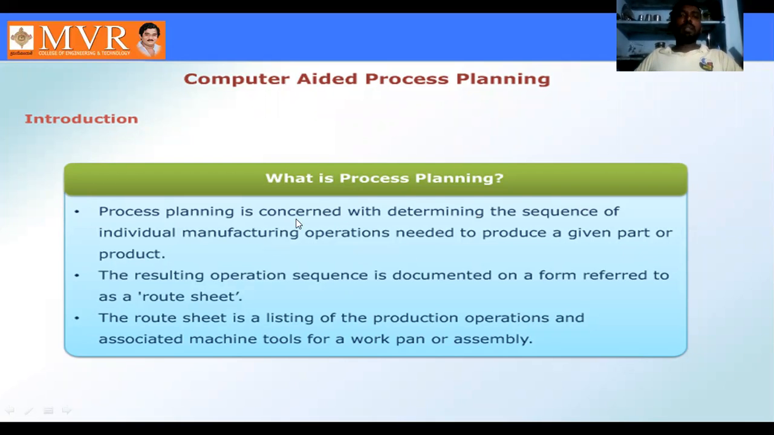Process planning is concerned with determining the sequence of individual manufacturing operations. So it is planning. In computer aided process planning, the computer is involved in the process planning. How do they plan? By determining the sequence of individual manufacturing operations needed to produce a given part.